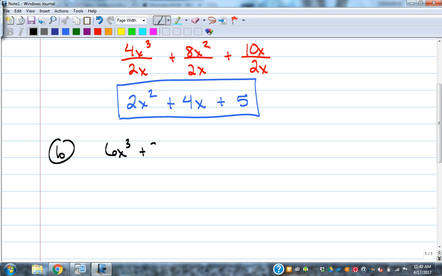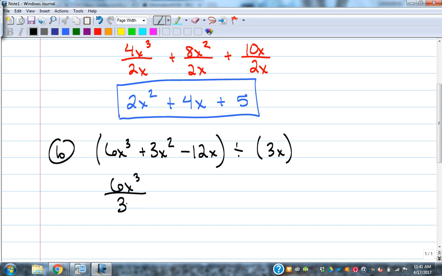6x to the third plus 3x squared minus 12x. That's our polynomial divided by 3x. Are we dividing by a monomial? How do we know? It has how many terms? 1 term. That's how we know that we can do the fraction method of doing that. So that's what I'm going to do. I'm going to set it up.